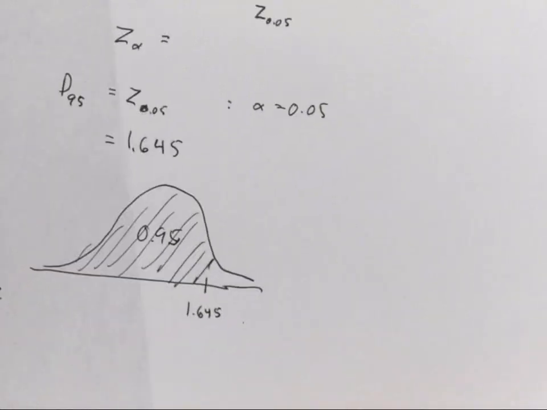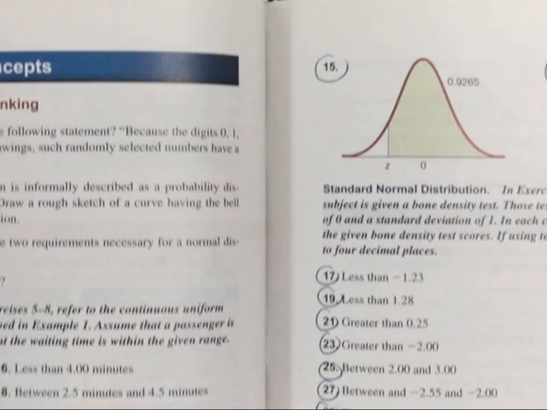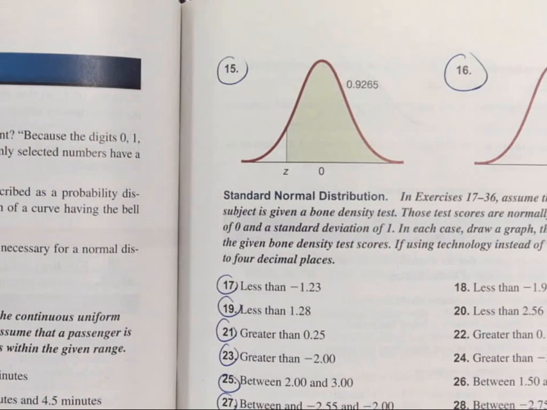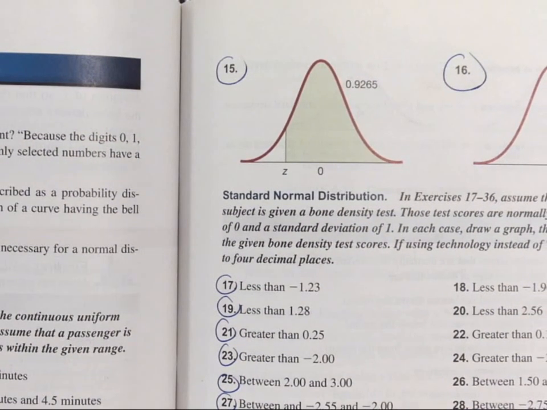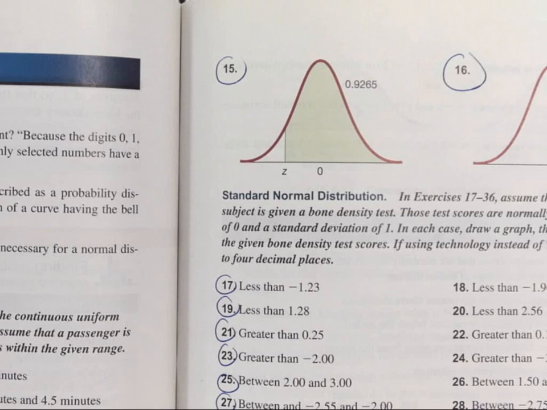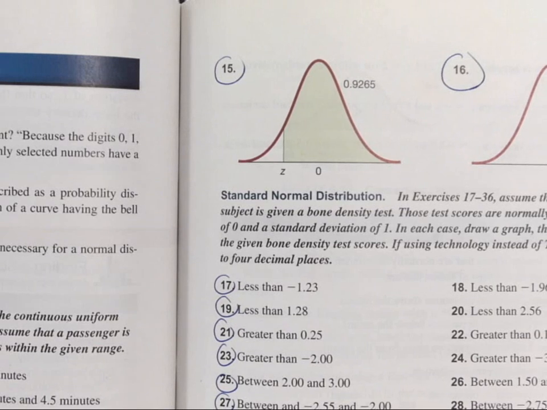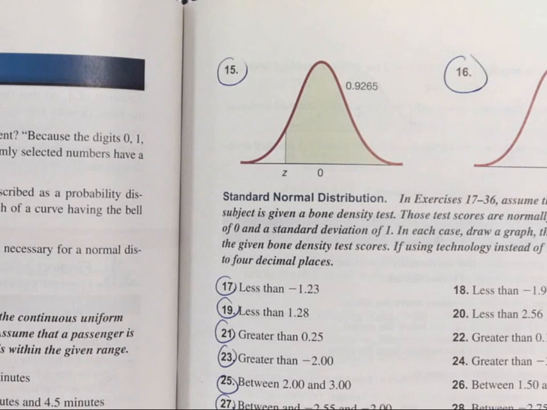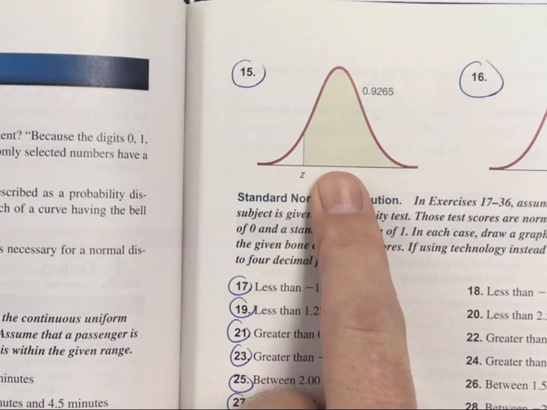Number 15 is asking us to find an area. It says the graphic depicts a standard normal distribution of bone density scores with a mean of 0 and a standard deviation of 1. So bone density scores are quite literally just a z-score, okay? So what they're saying is if they give you an area, can you find the z-score?